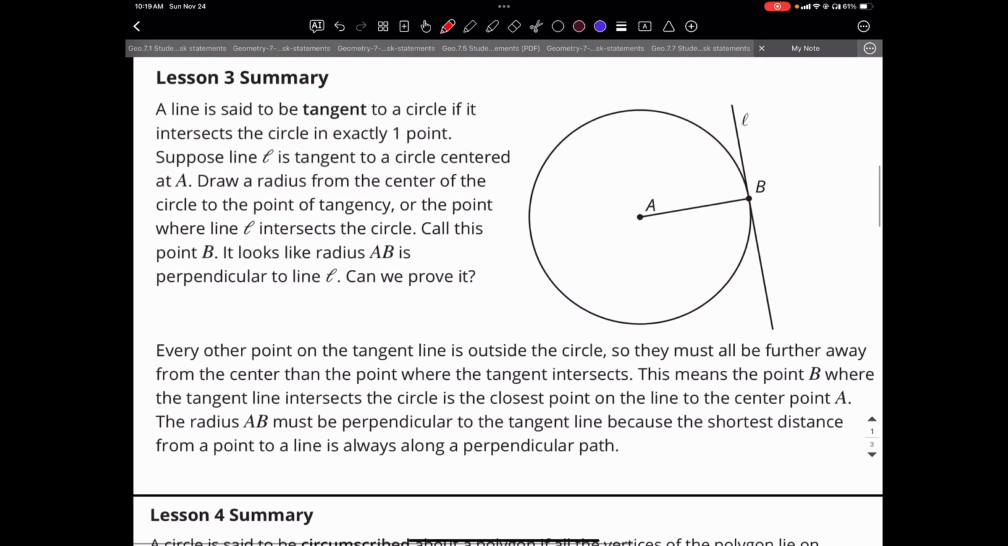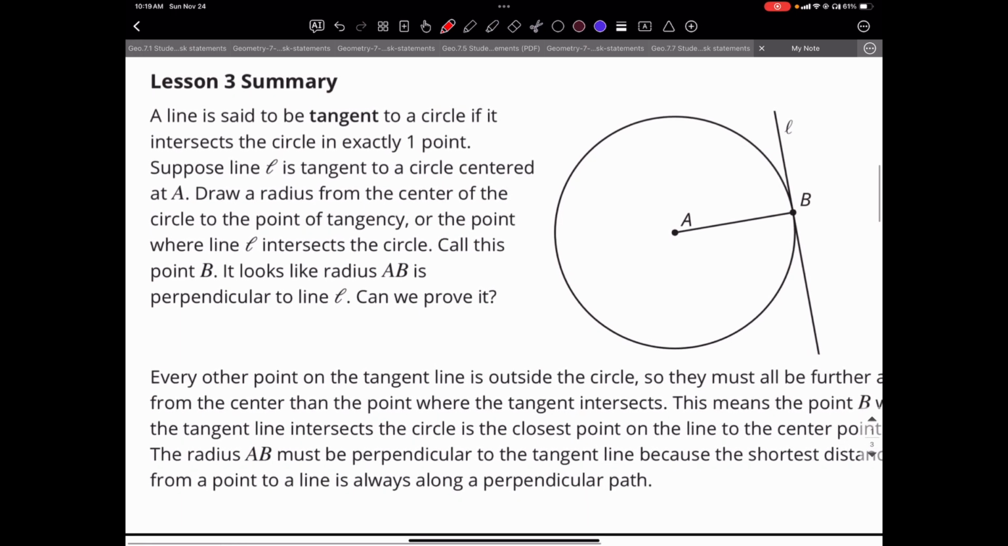Okay, lesson 3 summary. In this lesson, we took what we learned about chords, central angles, arcs, and inscribed angles, and we added on to it. In this lesson, we learned about tangent lines.